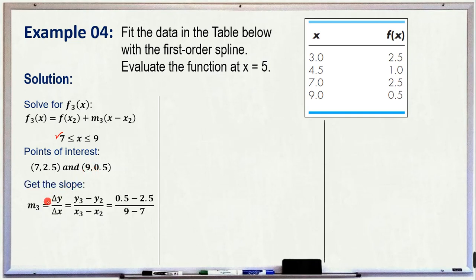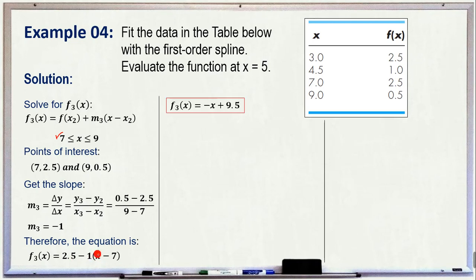Now to solve for the slope, we have m3 is equal to delta y over delta x. Then substitute the values for y3, y2, and x3 and x2. And you will arrive at a slope which is equal to negative 1. Therefore, substitute these values, the slope and the values for y and x. You will arrive at f3 of x is equal to 2.5 minus 1 times x minus 7.